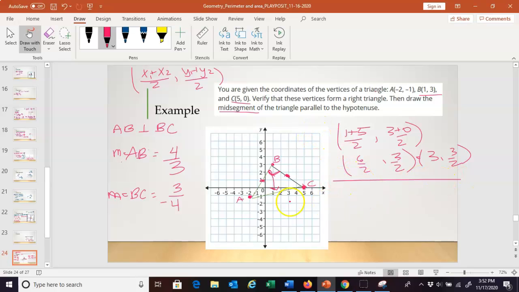Awesome. And then we're going to do the mid-segment between A and B. So -2 plus 1 over 2 and negative 1 plus 3 over 2. All right, we got negative 1/2, comma 1/2. So start at 0, we went over a half and up a half. So yeah, it is right about where I put it. Awesome. And then you just connect those dots, and there is that mid-segment of the triangle. And it is parallel to the hypotenuse. See how they're going in the same direction? They have the same slope. If we found the slopes, then they would be the same.